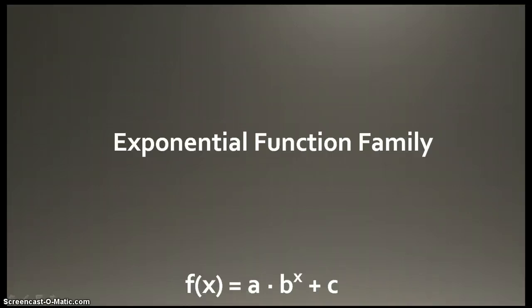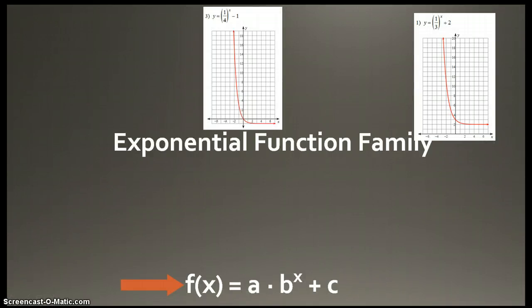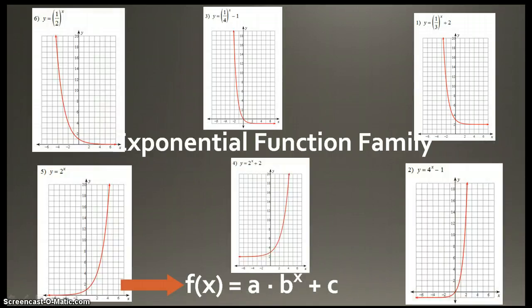The second function family is the exponential function family. Exponential function family, we've seen this before. F of x equals a times b to the x plus c. Remember, we look at exponential function family when a is 1, so don't worry about the a, just focus on the b to the x plus c. Remember, an exponential function family means that x is an exponent, and it makes that curved line.